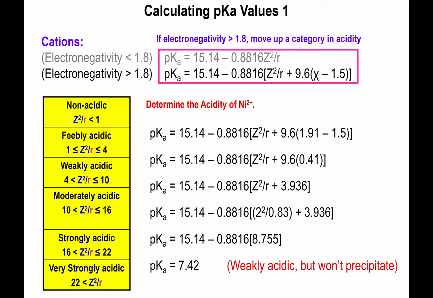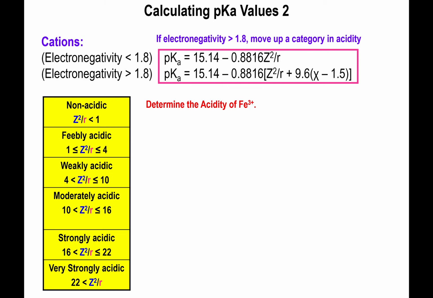it's not going to precipitate. And the reason, or rather the rule of thumb that you can use is the one that I'm going to depict in a little bit. It has to do with the pH of water and the pKa that we're getting for the metal. So let's take a look at iron 3 plus and see what we get for that.